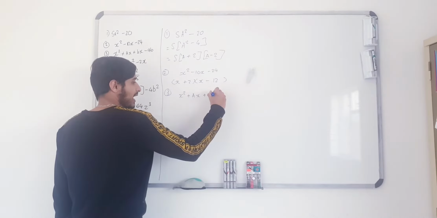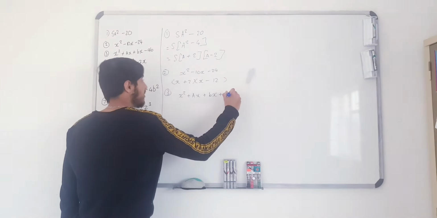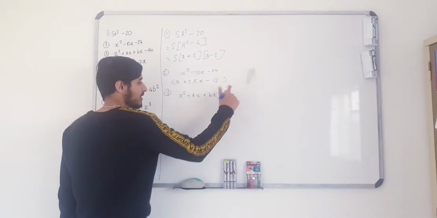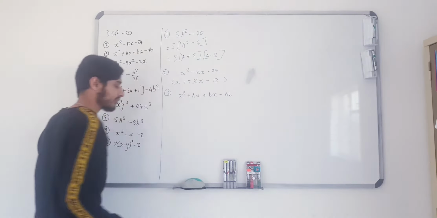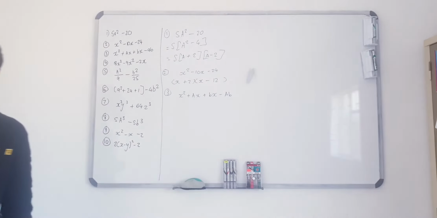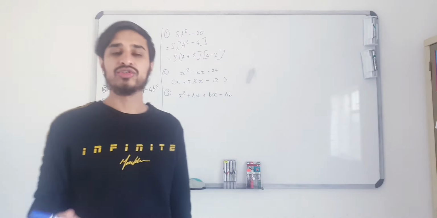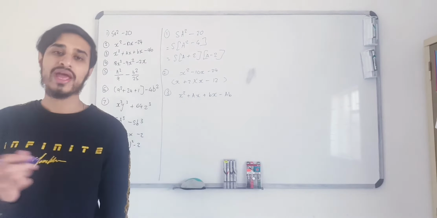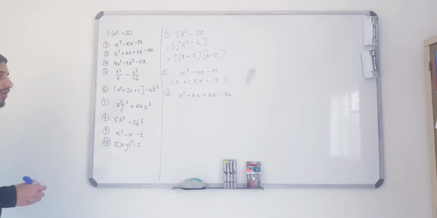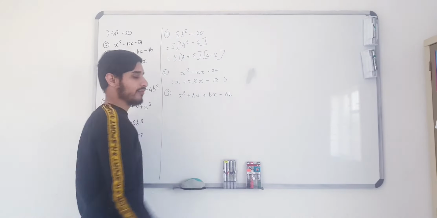plus bx plus ab. Oh no, sorry, minus ab. So the first thing that you need to ask yourself is, can I do what, youngsters? Can I do a common factor? No, nothing is common from all of them, right?